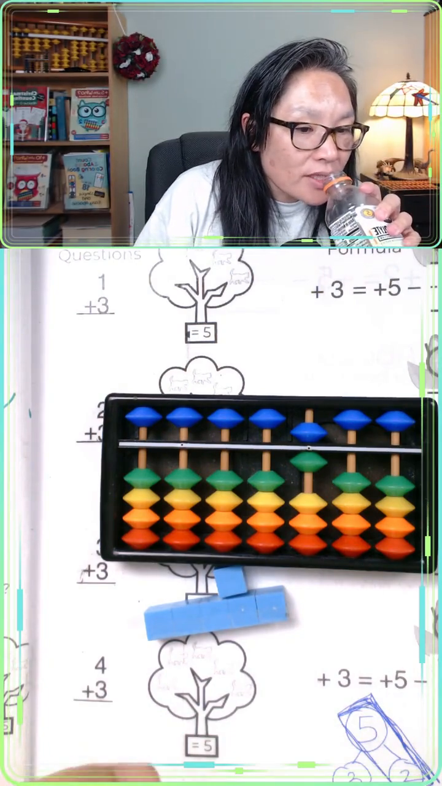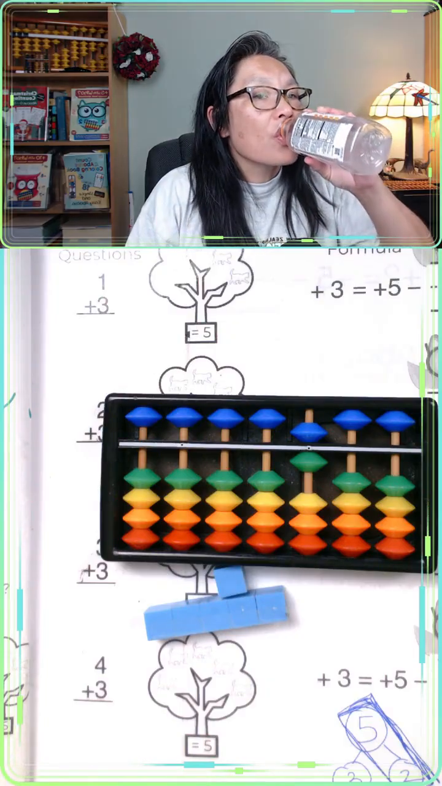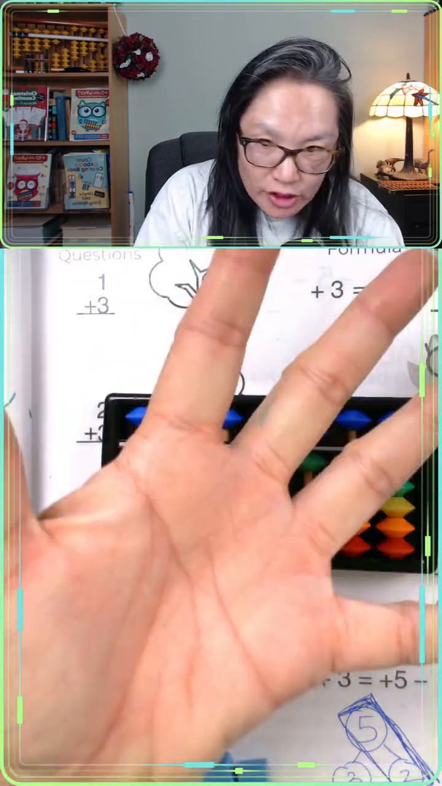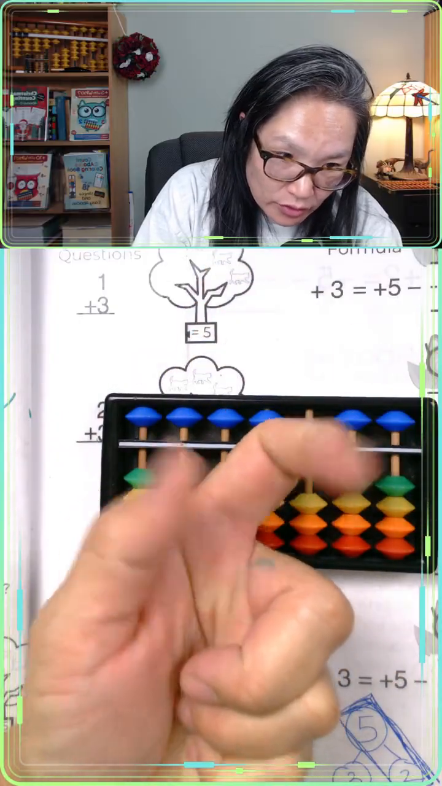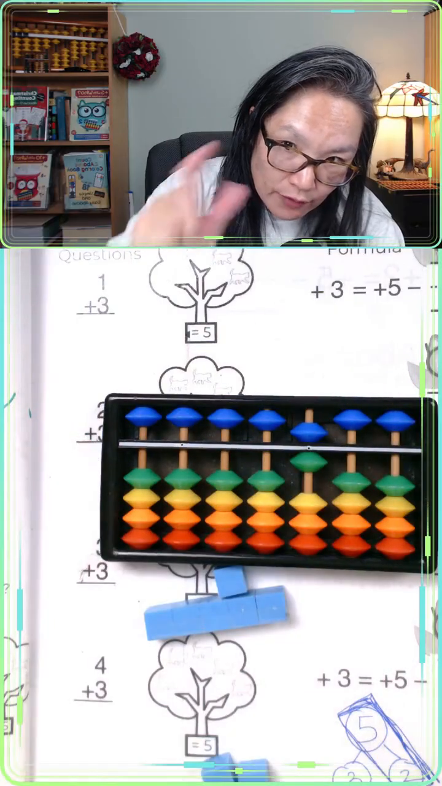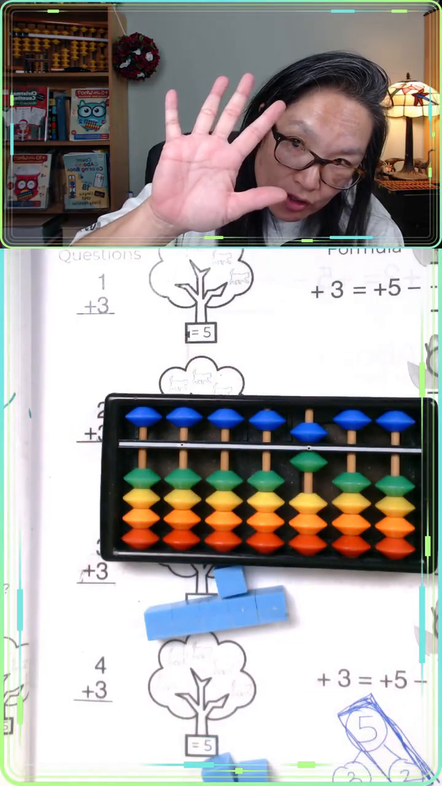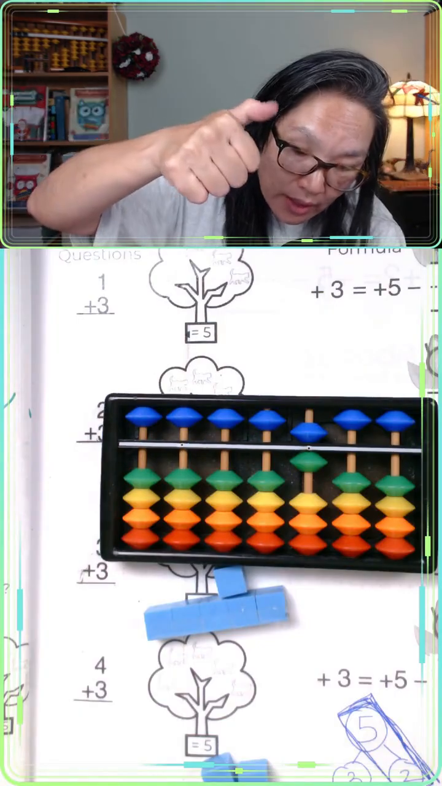How do you know you need to take away 2? If you look at your hand and you use 3, you have 2. If you look at your hand and I have to use 4, 1 has to go away.